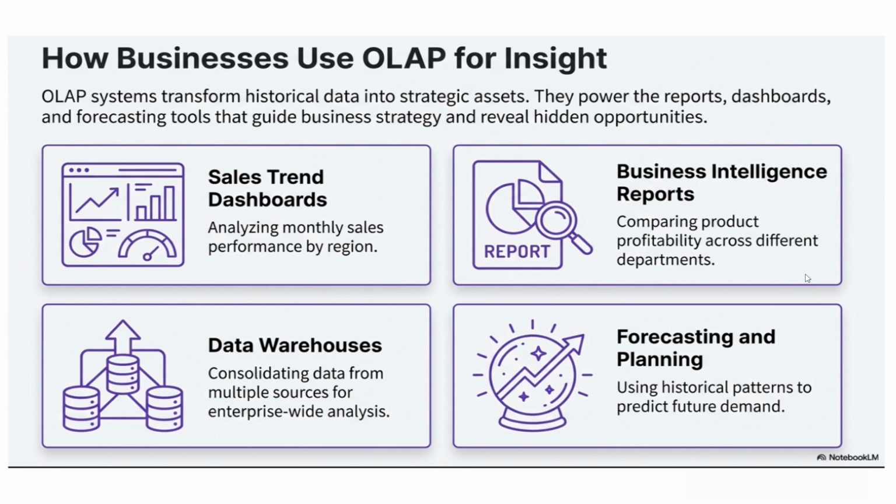Okay, so these systems are used for analytics and not for real-time transactions. For example, sales trend dashboards, analyzing monthly sales performance by region. Okay, business intelligence, like comparing the profitability across different departments. Data warehouses like Snowflake, which combine data from multiple sources, are used for analytics. Okay, forecasting and planning, using historical data and patterns to predict future demand.